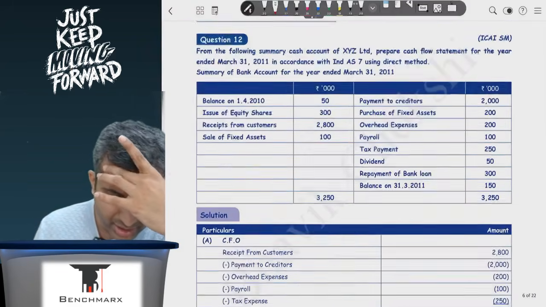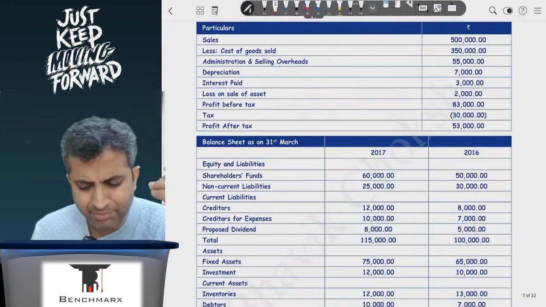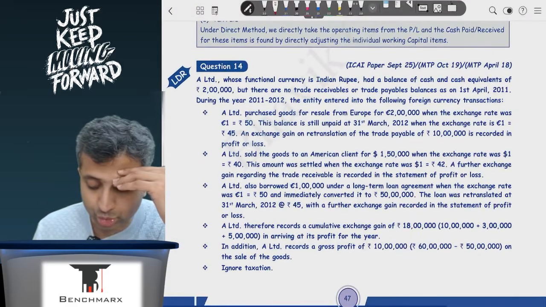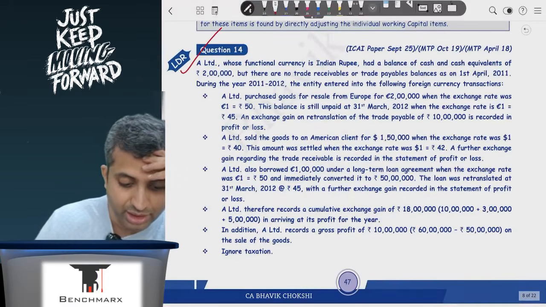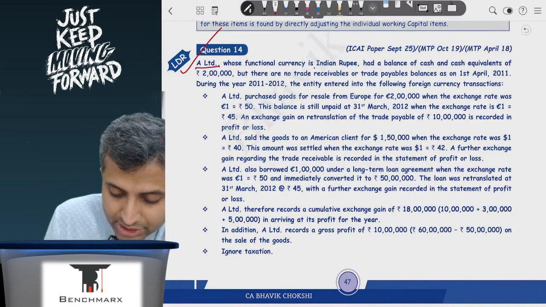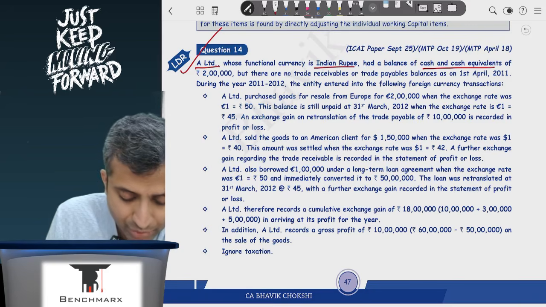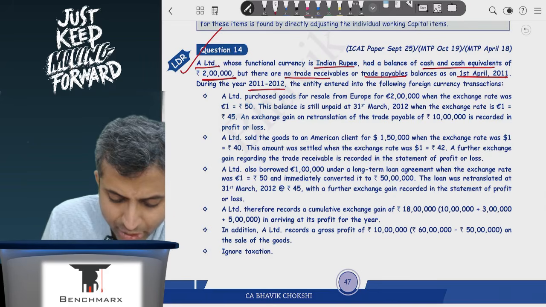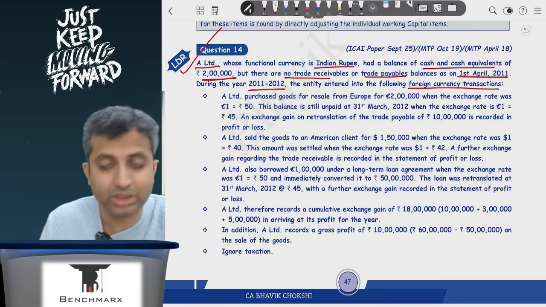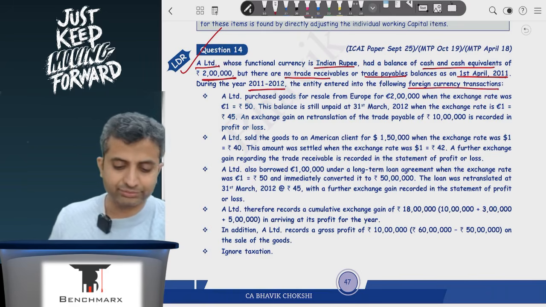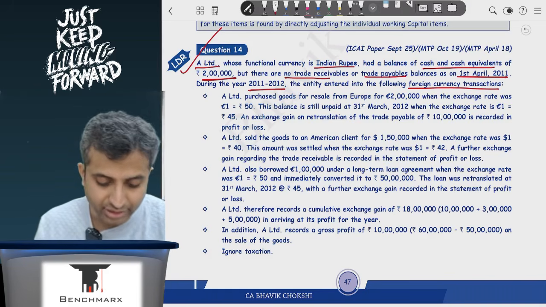So even question number 11, 12, 13, these are basic cash flow preparation questions. Now 14 is a fairly complex question. We will see how to take this question into consideration. There are quite a few adjustments. So this is an important one. A Limited, whose functional currency is the Indian rupee, had a balance of cash and cash equivalent of around 2 lakhs. Okay, but there are no trade receivables, no trade payables as on 1st of April 11. During the year 11-12, the entity entered into the following foreign currency transactions. So if I look at my opening balance sheet, there was a cash of 2 lakhs and there were no debtors, creditors, nothing.